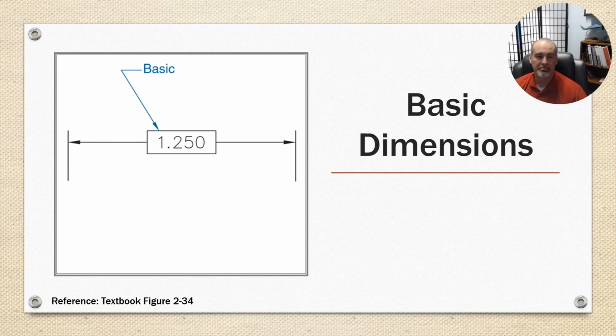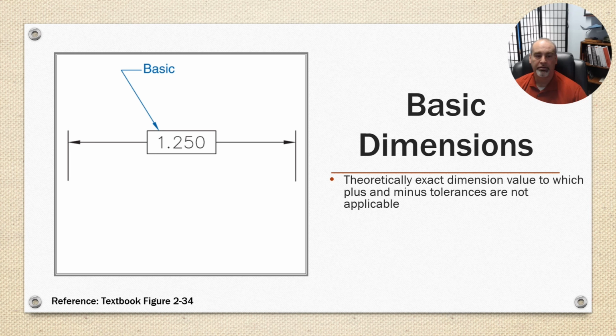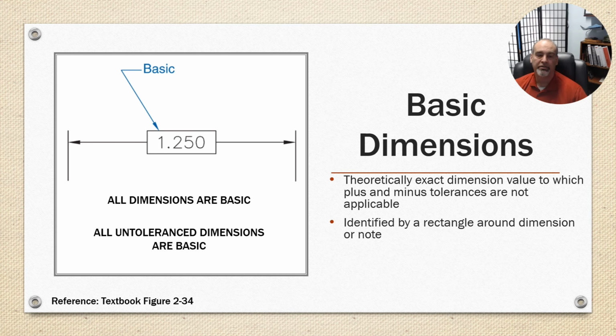Okay, basic dimensions. They are theoretically exact dimension values to which plus or minus tolerances are not applicable. So it's a number that's theoretically perfect that you then apply the tolerance to. They can be identified by a rectangle around the dimension or a note like the one shown on the left. I rarely see this, but on simple parts you might have a note that says all dimensions are considered basic, and then you don't have to have boxes around them all. Or you could say that all untoleranced dimensions are basic.